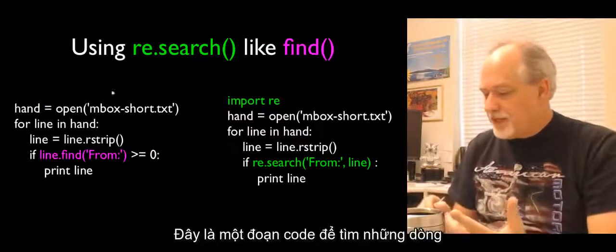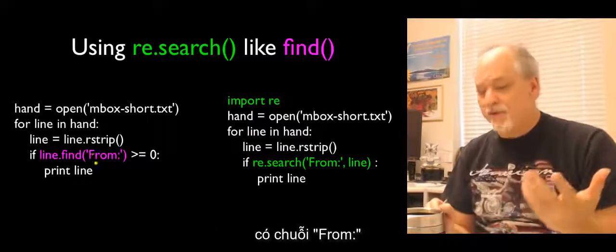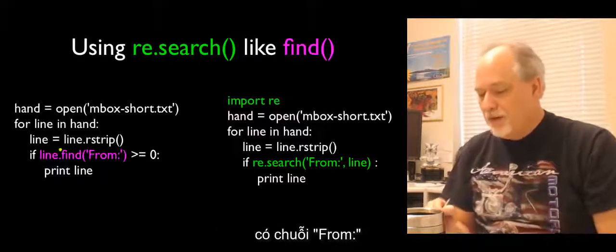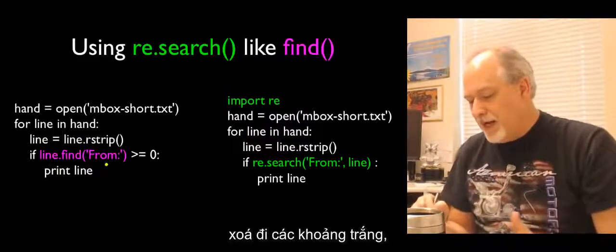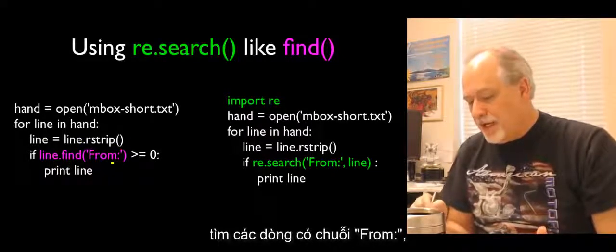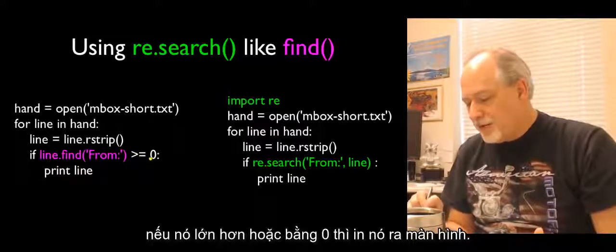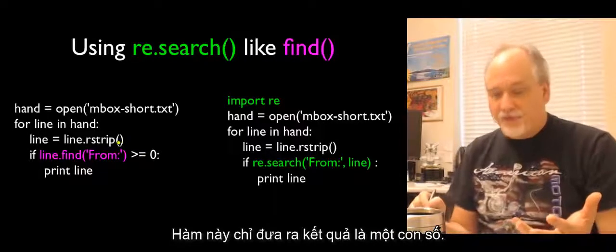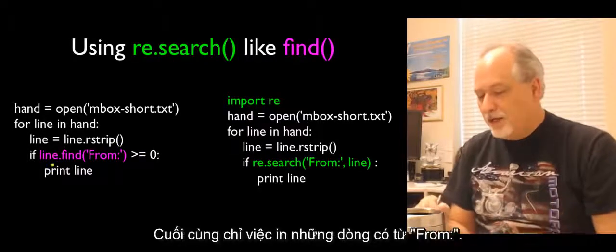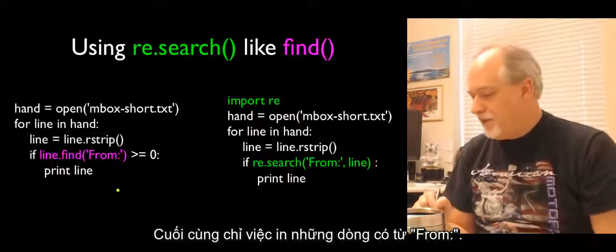So here's some code that's looking for lines that have the string from colon in them. We're going to open a file and strip the whitespace. Then we hunt within line for from, and if the result is greater than or equal to 0, we print it. The find just gives us a number; if it's not found, it's negative 1. So it's only going to print the lines that have from in them.